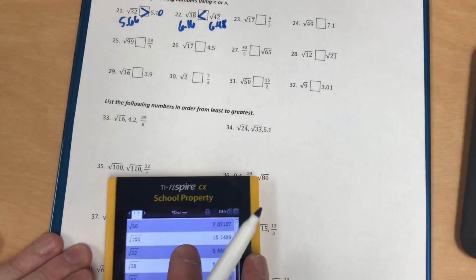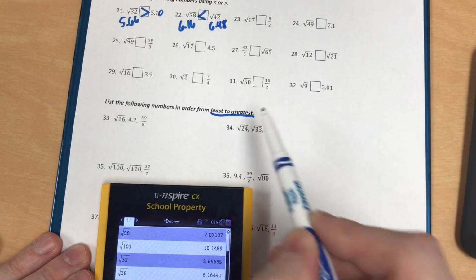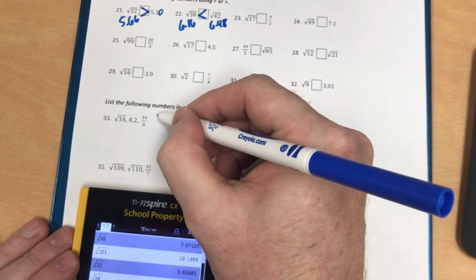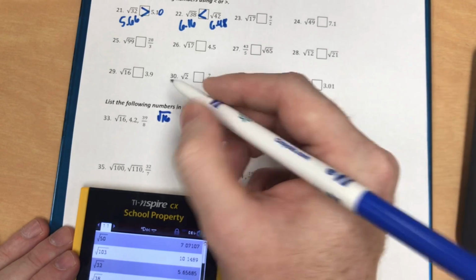The last part here is order the numbers from least to greatest. So I want to show you the way I want you to do this. I want you to write the numbers on top of each other.